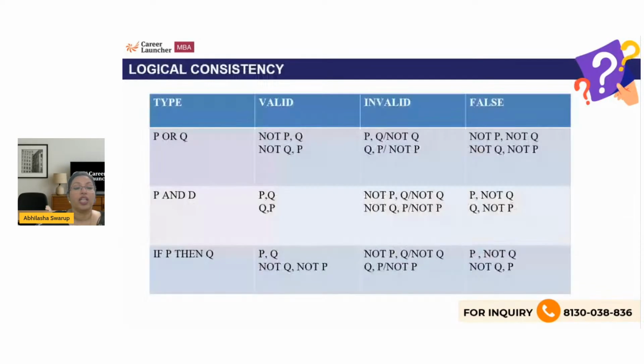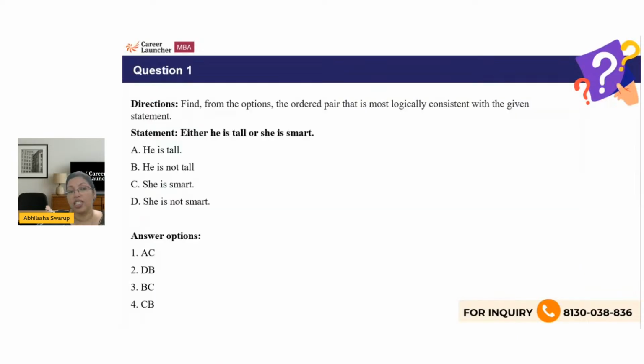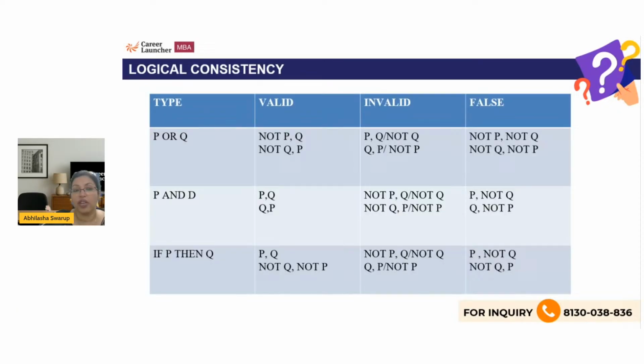All right. Okay, the third topic that we are doing today is logical consistency. In logical consistency, a statement is given and then four statements are given and pairs of these are given, and you have to identify which of these is a logically valid pair, right? So the rules are very simple. For P or Q, valid pairs will be not P Q and not Q P. For P and Q, PQ and QP both will be valid, and if P then Q, PQ is valid and not Q, not P is valid.